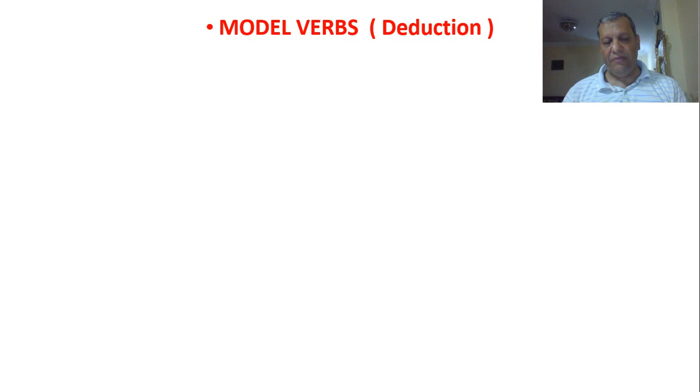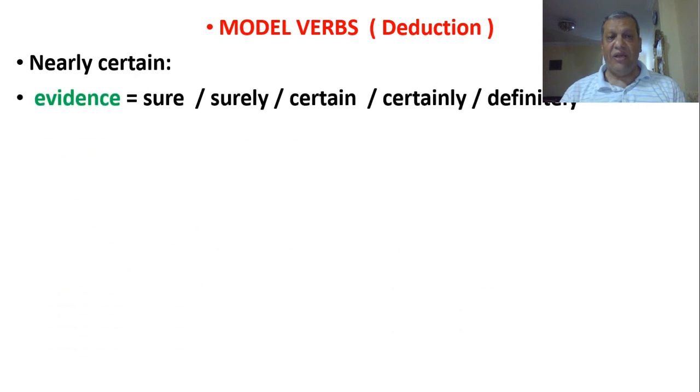You nearly understand something, you have evidence, but you can express it in the present and you can express it in the past. If you want to express it in the present, how can you do that? Let's see together. Nearly certain means that you have evidence, you are sure, surely, certain, certainly, or definitely. Okay? In past and present, first we'll have the present.